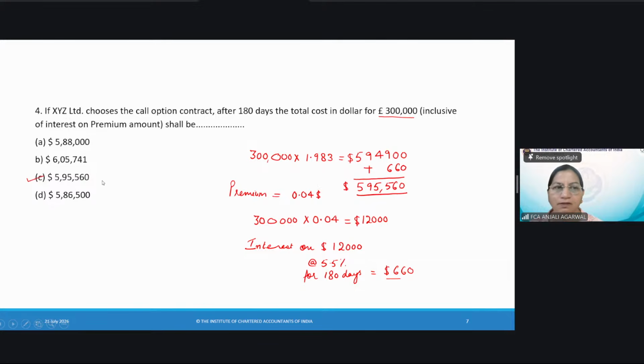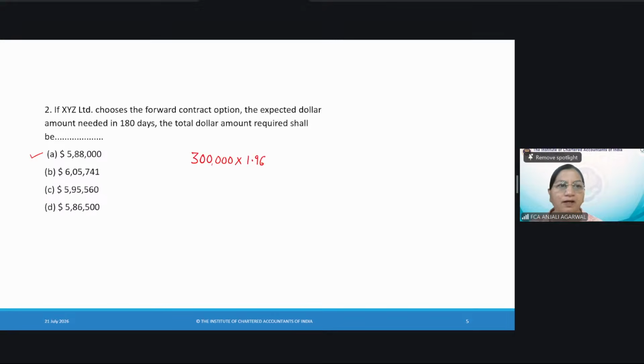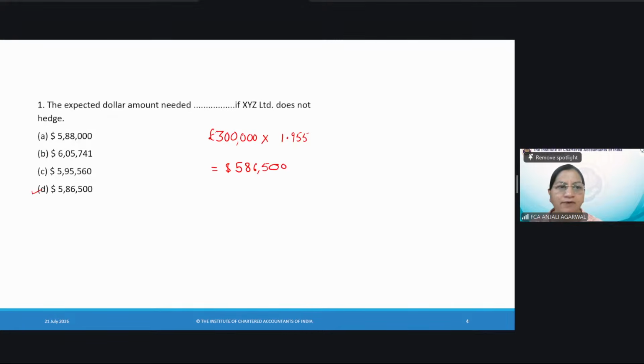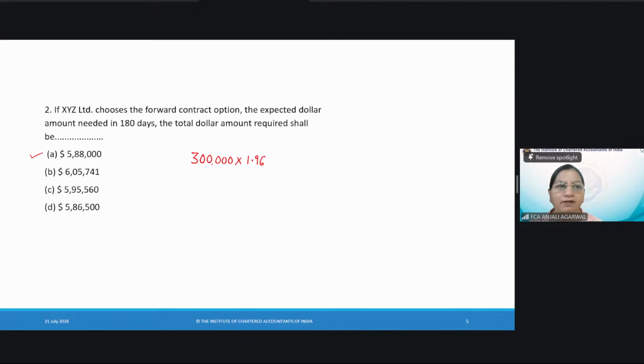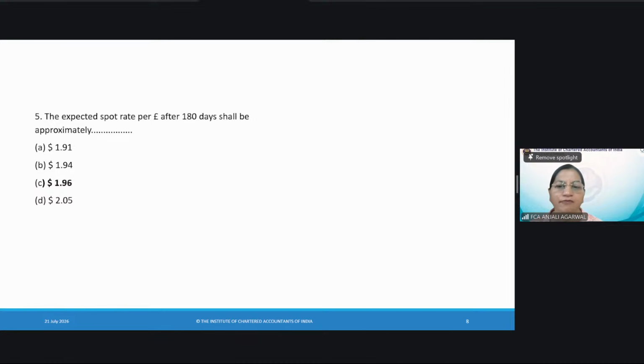Now, if you compare, under options, you have 595,560. Under money market hedge, it is crossing 6 lakh, so it's very high. Under forward contract, you have 588,000. And if you do not hedge, it is 586,500. So the cheapest option is 586. However, if you want to cover the risk, 586 is the cheapest, but there would always be a risk. Therefore, if we want to hedge, forward is the cheapest option. Otherwise, we can go for option and then money market. If you rank, which is the best option?